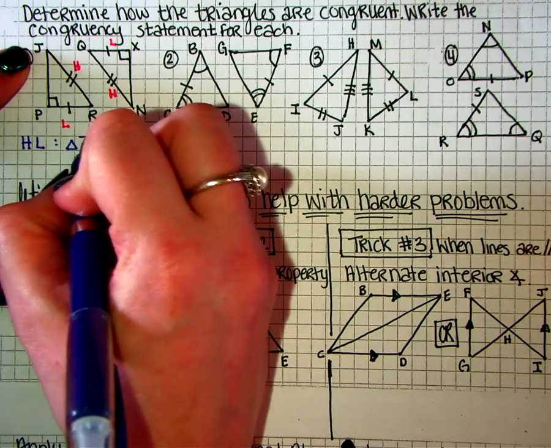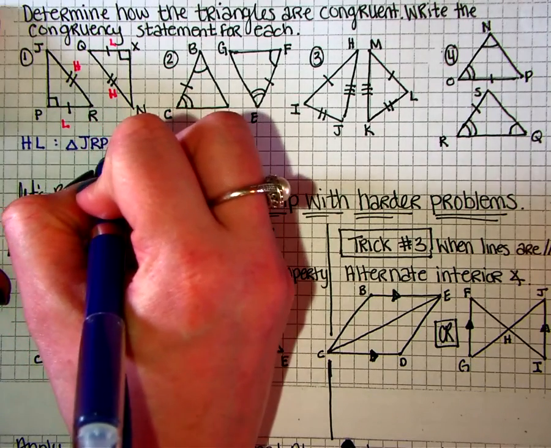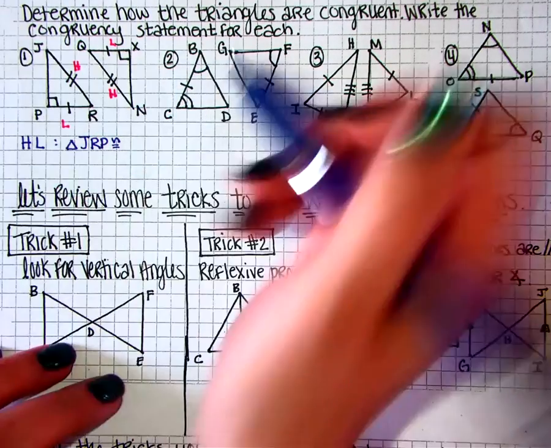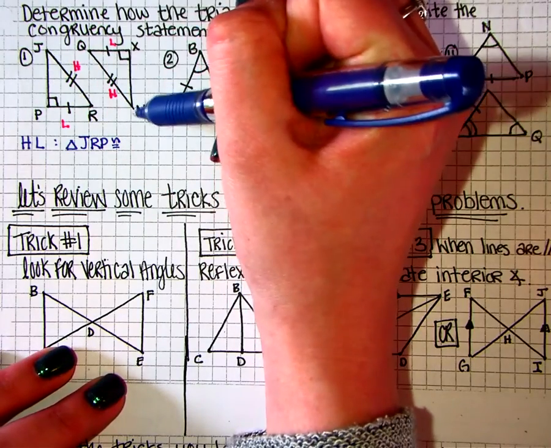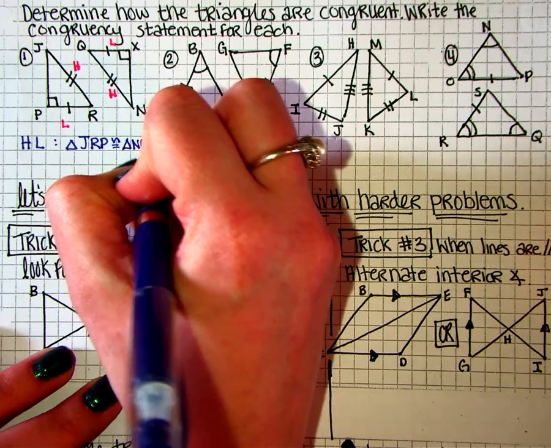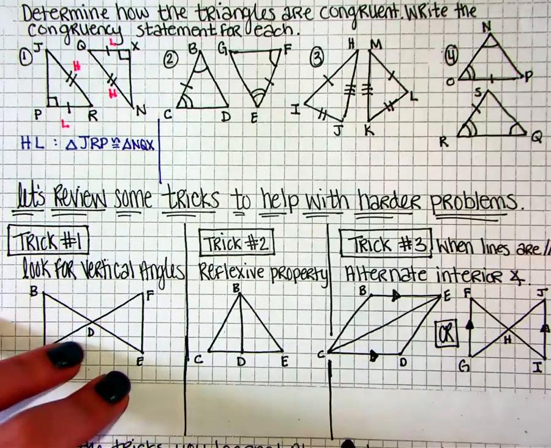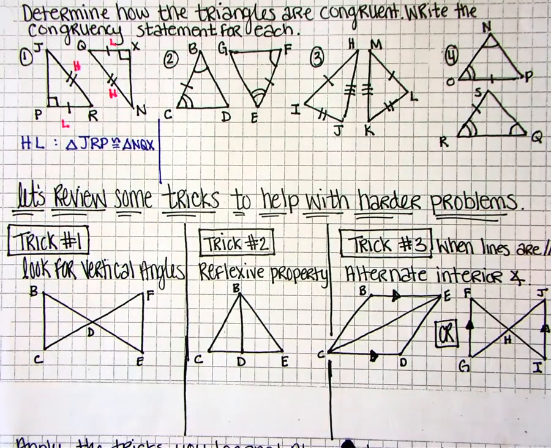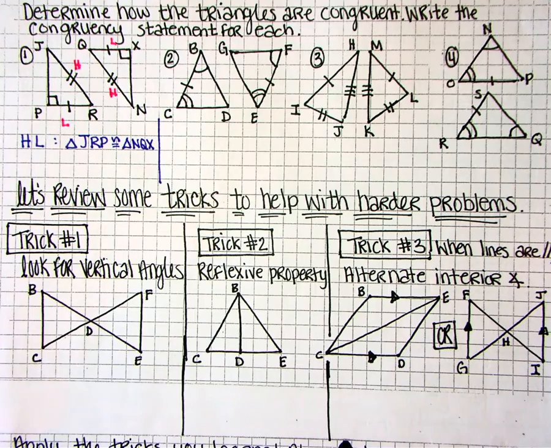Triangle JRP is congruent to triangle NQX. There you go. There's the first one. HL theorem. Now, HL theorem is not always a theorem that we use. It's only available for right triangles. So let's try the next one.